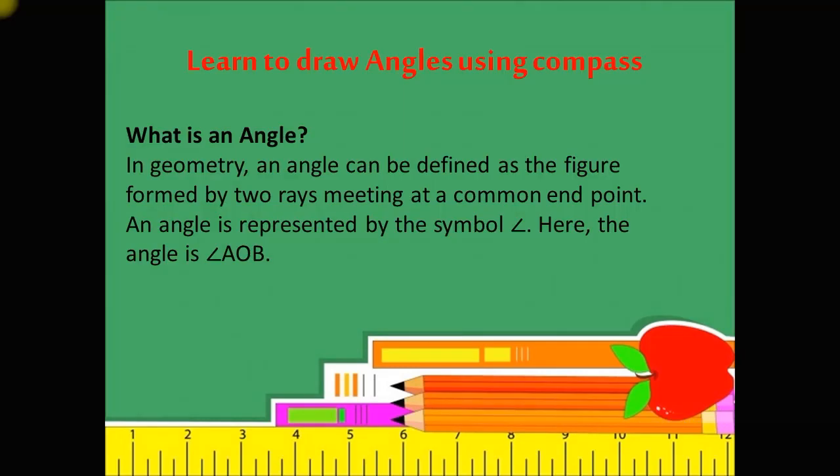I would like to tell you about the definition of an angle. What is an angle? In geometry, an angle can be defined as the figure formed by two rays meeting at a common endpoint. An angle is represented by a symbol like this. In the next slide you will see an angle AOB.